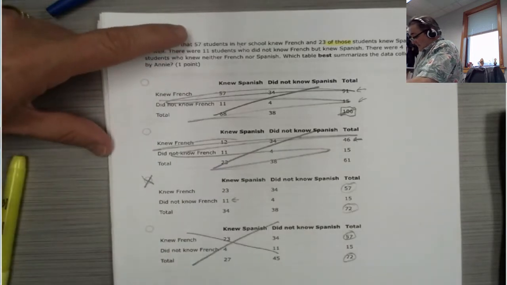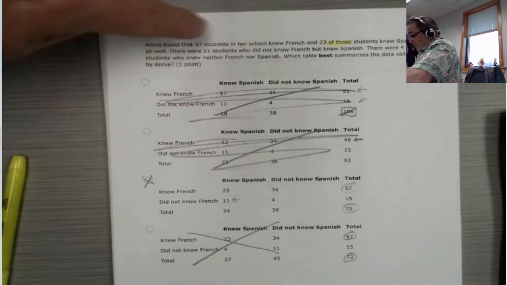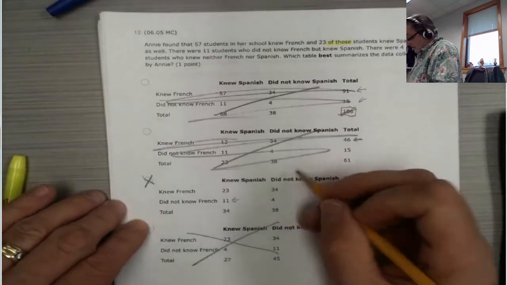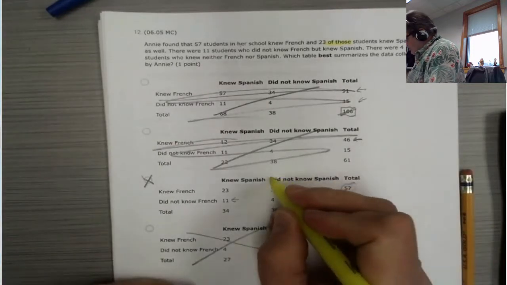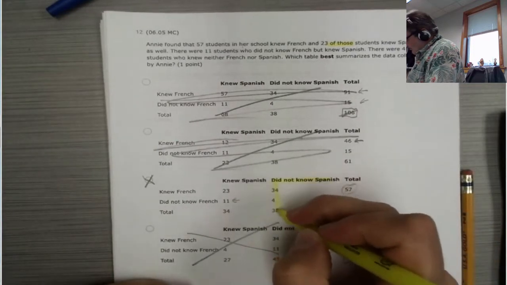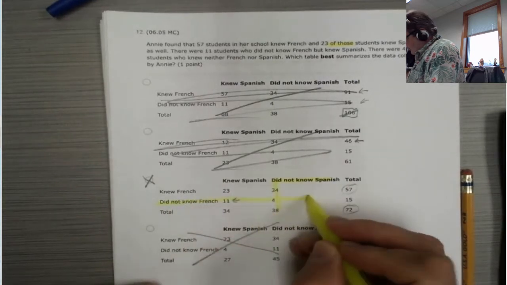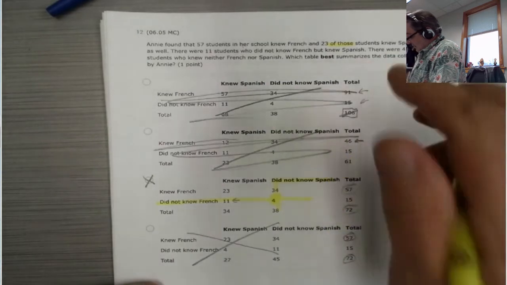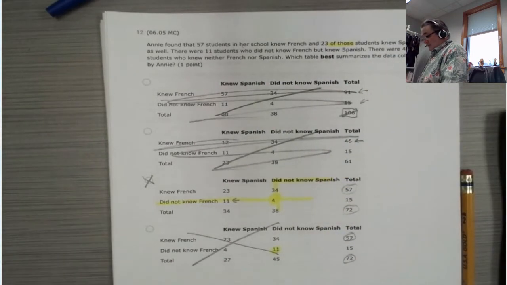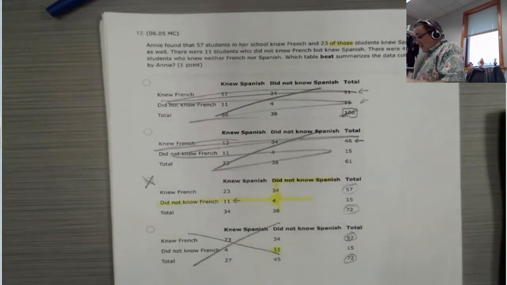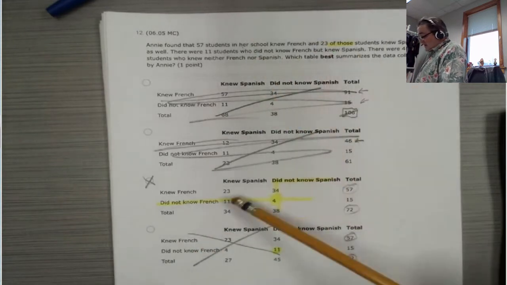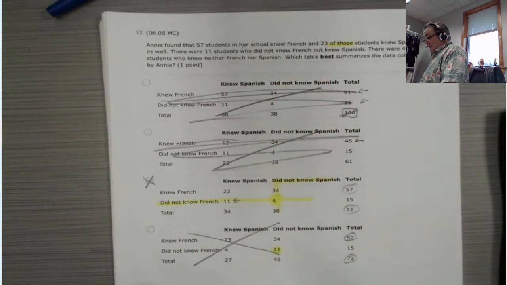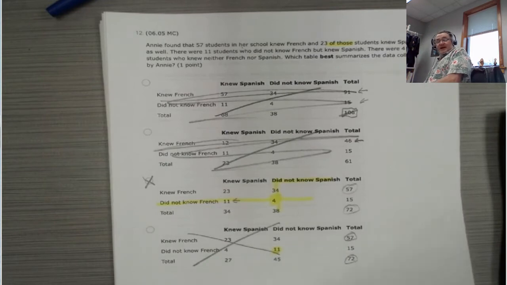We found the difference. And it says there were 4 who didn't know either one. Well, didn't know either one would be this category, and didn't know either one this category. Where do they cross? This is the ones that don't know either. So it has to be 4. Or in this one, we see that was 11, so that was wrong. So we just follow the information, look at what number they're reporting for the information, and see which ones match.